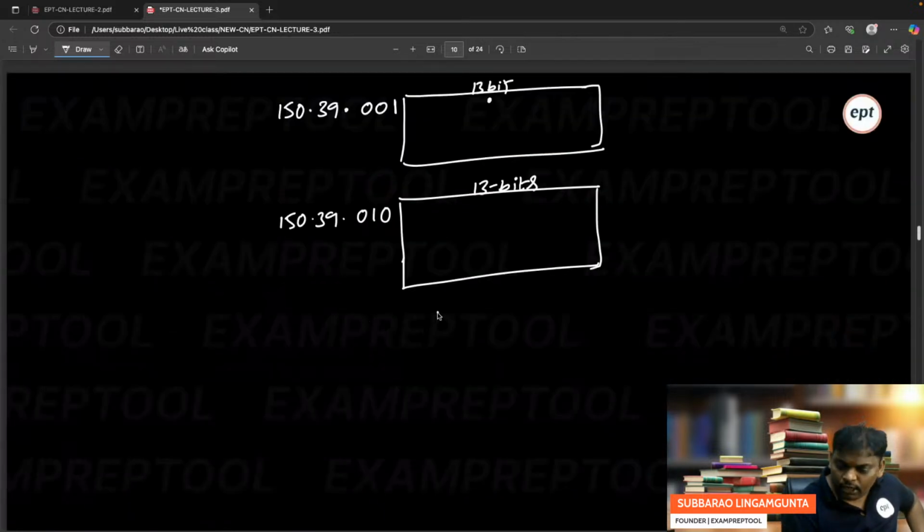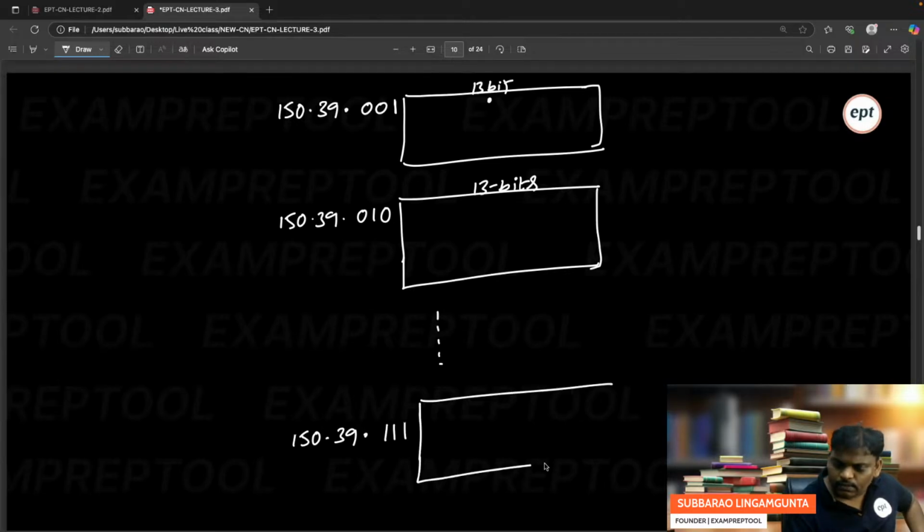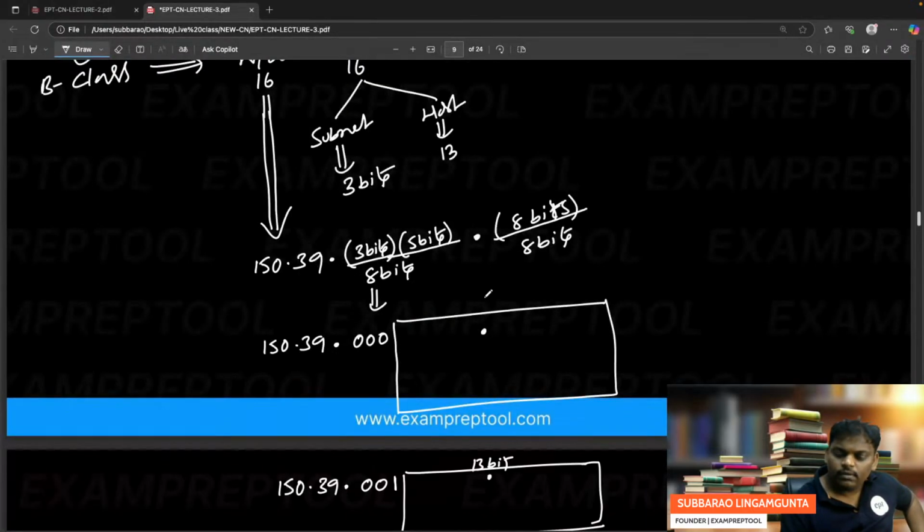It will continue like this. If you see the last one, 150.39, the last one is 111, with the remaining 13 bits. So 13 bits for host purpose. Try to understand, 13 bits for host purpose.